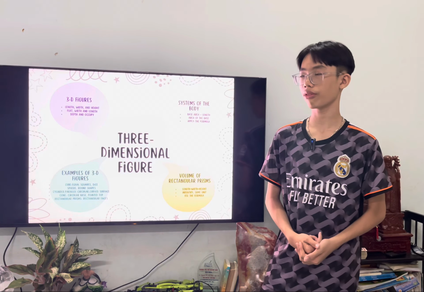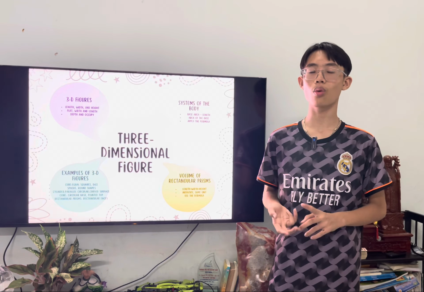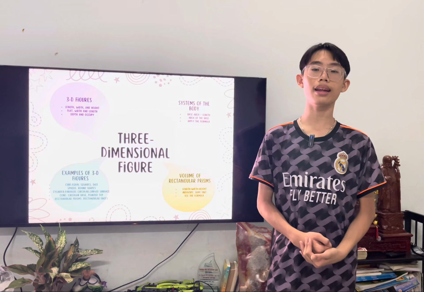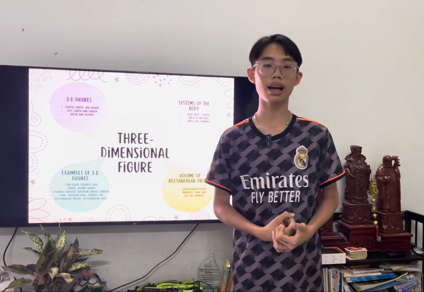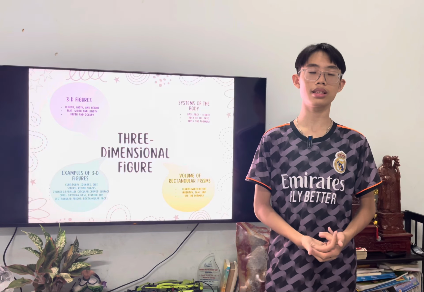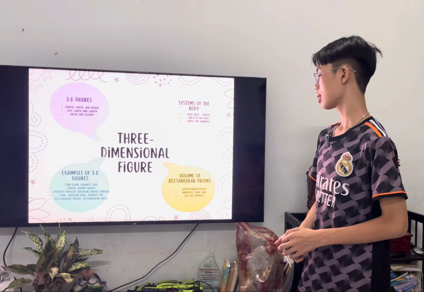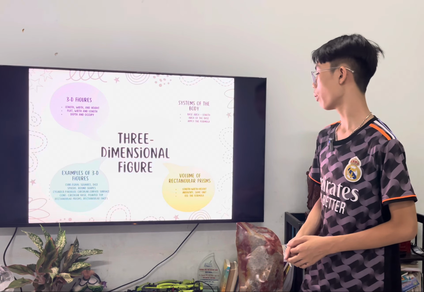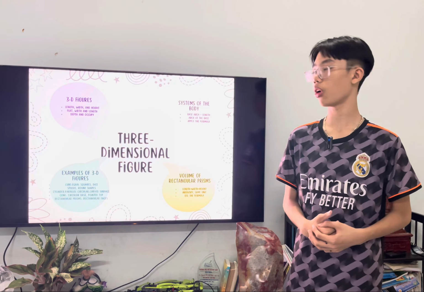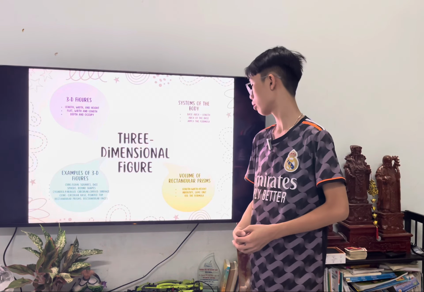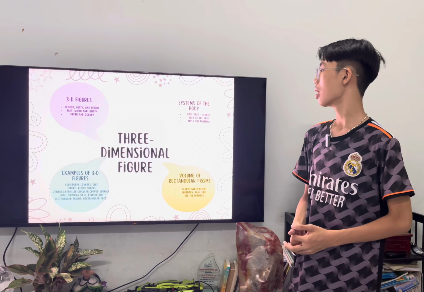To find the volume of a rectangular prism, we need to identify the length, the width, and the height first. And we need to make sure that they are in the same unit, like centimeters, so all of them are in centimeters. Next, we can use the formula, length multiplied by width and height, to find the volume of the rectangular prism. So that's all you need to do to find the volume of it.